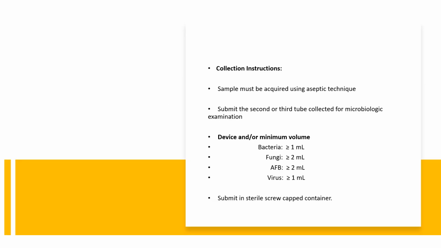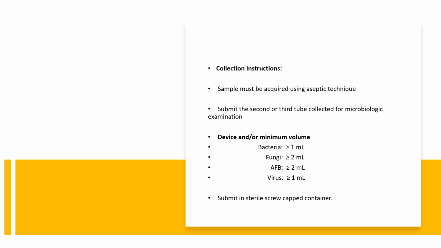Regarding the collection instructions, the CSF sample must be acquired using aseptic technique. Submit the second or the third tube collected for microbiology examination. The minimum volume for bacterial testing is more than 1 ml. For fungi, it is more than 2 ml. For AFB, that is Mycobacterium tuberculosis, it is more than 2 ml. For viruses, it is more than 1 ml.